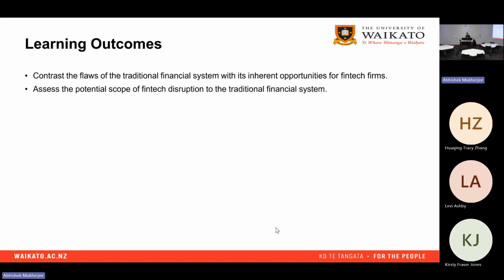We will look at the flaws of the traditional financial system, and then we will try to see if FinTech can address them. Although we are not going to settle the question of whether FinTech can really solve this issue, because we are going to ask this question all through the course: can fintech solutions address the financial system flaws?